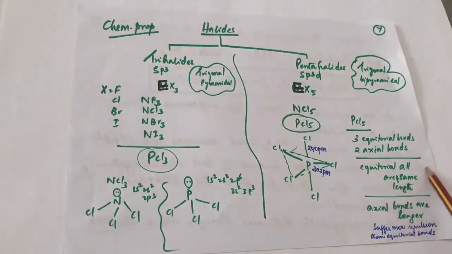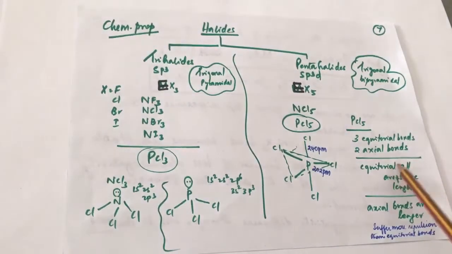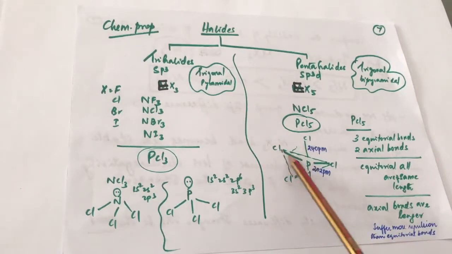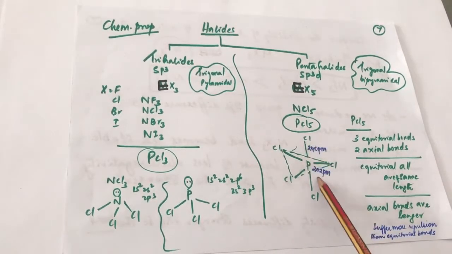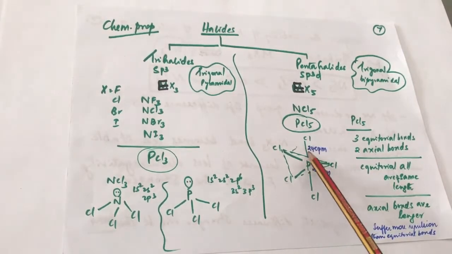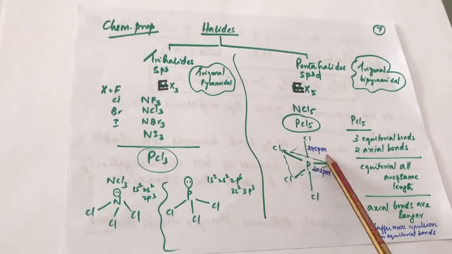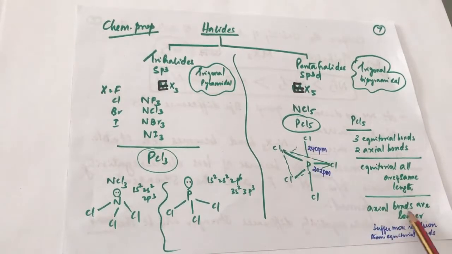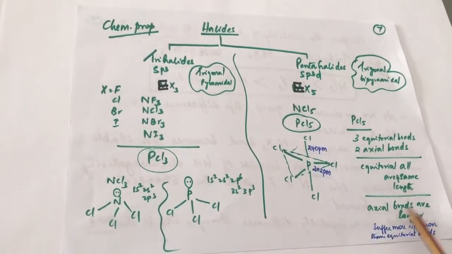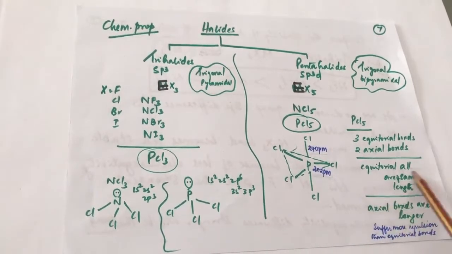The equatorial bonds are all of the same length. The bond length here is just the same, and the axial bond is 202 pm. Okay, picometer, and then here up and down it is 240 pm. That means it is a little longer. The axial bonds are a little longer than the equatorial bonds.